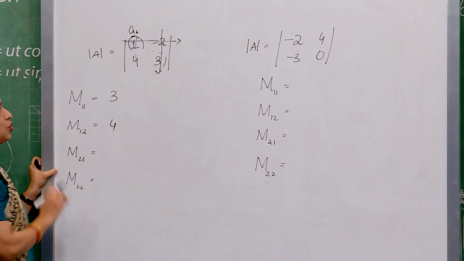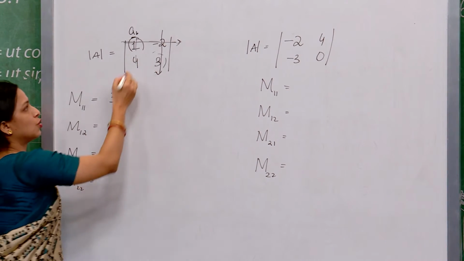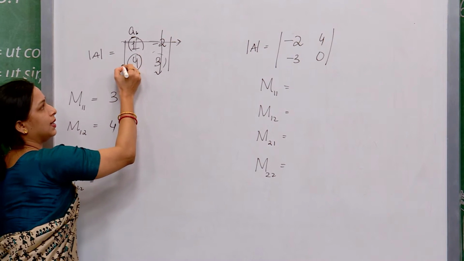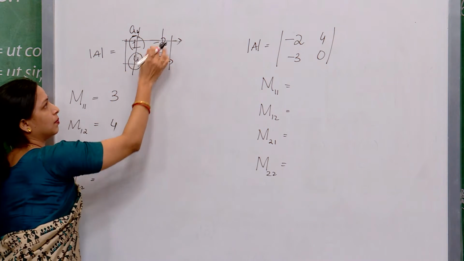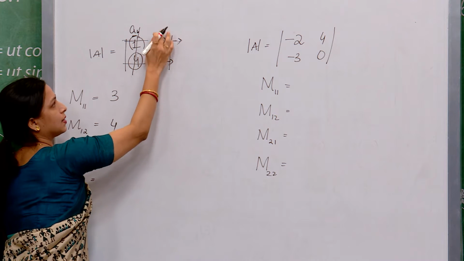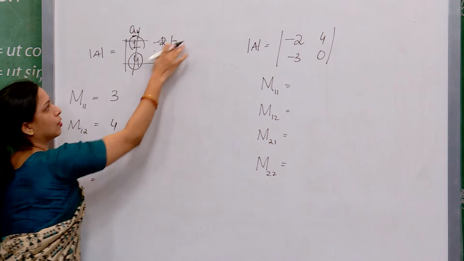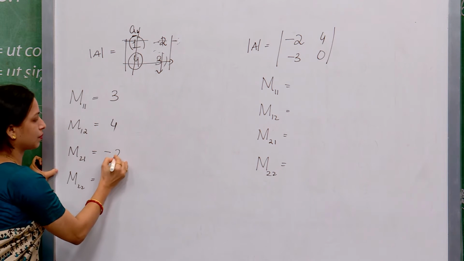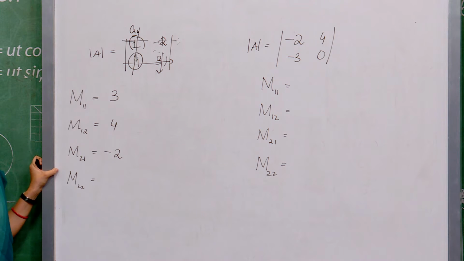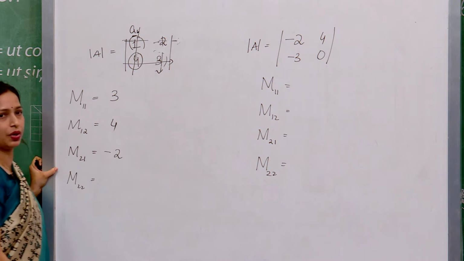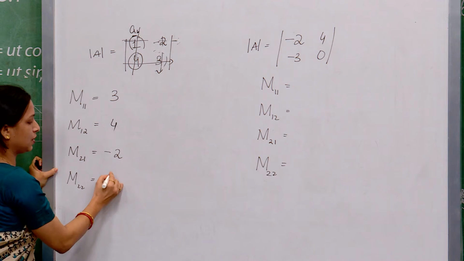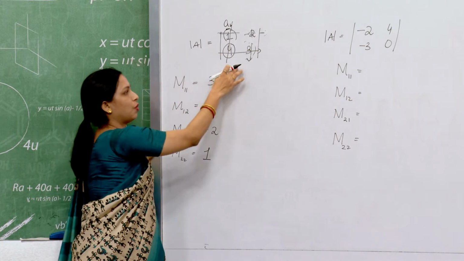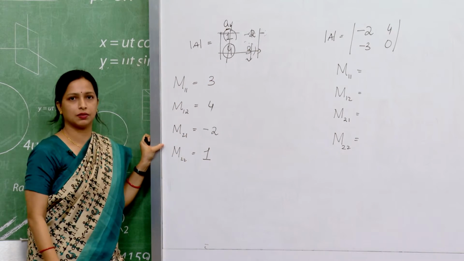Next, M 2 1, that means 4. So, now I delete the row in which 4 exists and the column. So, the resultant is minus 2, I write minus 2. Similarly, last one, 3. So, 3 row and column, the resultant is 1. So, there are 4 elements, there are 4 minors, right.